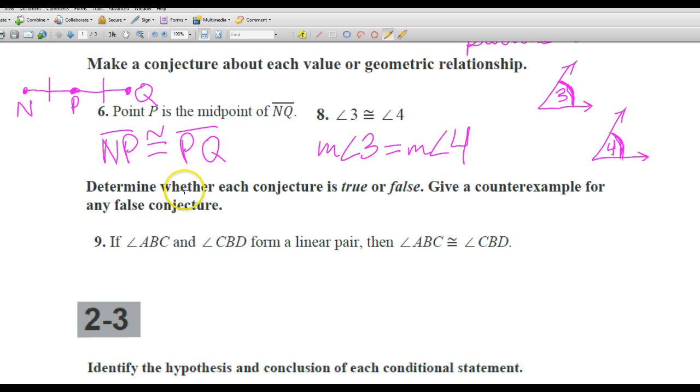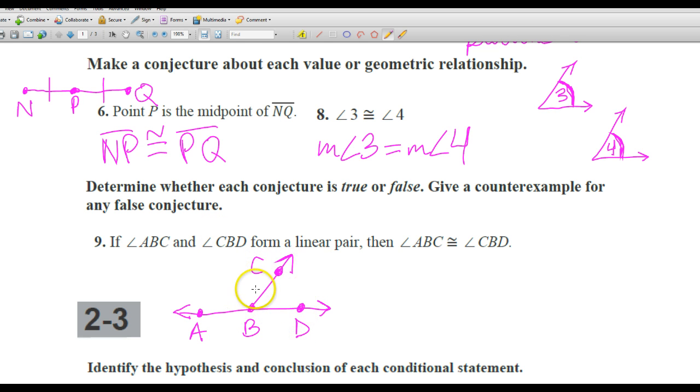On number 9, determine whether each conjecture is true or false. Give a counterexample for any false conjecture. So the conjecture is if angle ABC and CBD form a linear pair, then angle ABC is congruent to angle CBD. So first of all, we need to make a diagram of a linear pair, where one angle is ABC and the other angle is CBD.